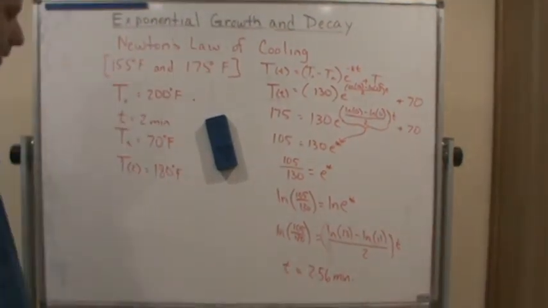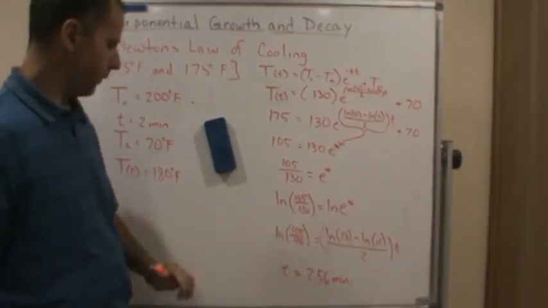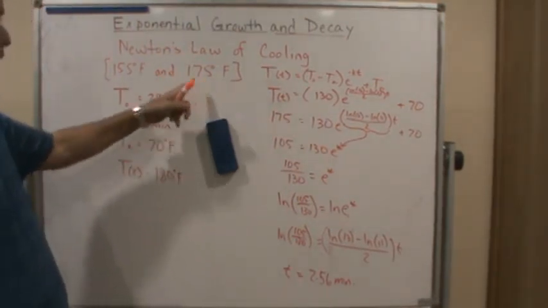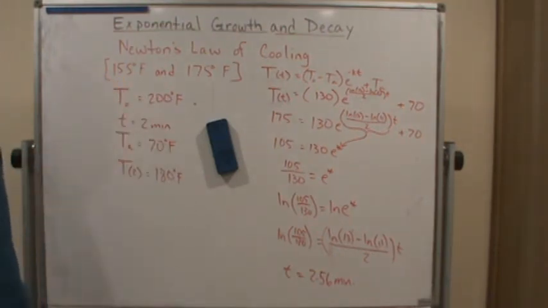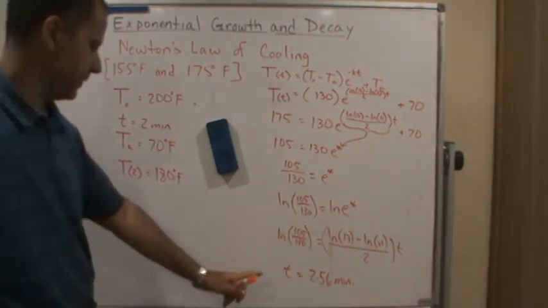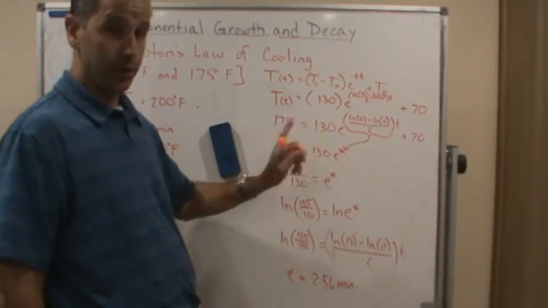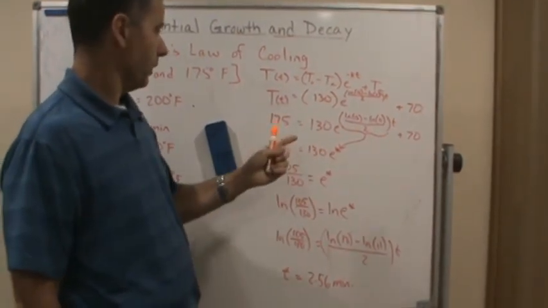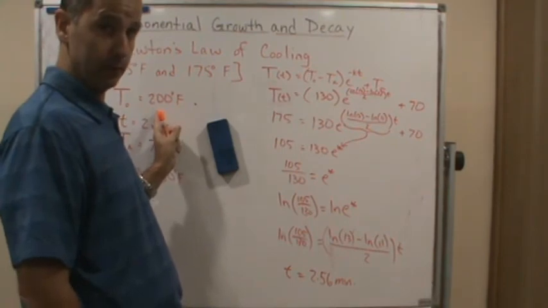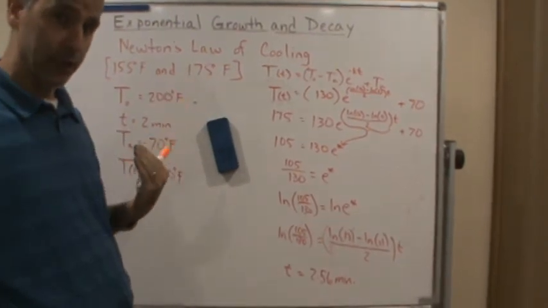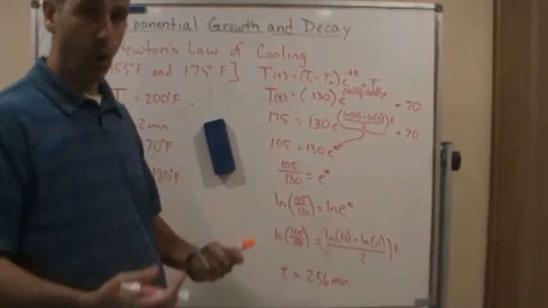Okay. So in about 2.56 minutes, it'll be cool enough to drink. Now, how long will it take to reach 155 degrees? Okay, now this is about 2.56 minutes from the time that it was poured, right? 200 degrees Fahrenheit, okay? Now, from the 200 degrees Fahrenheit, how long would it take to reach 155 where you won't be able to serve it anymore?